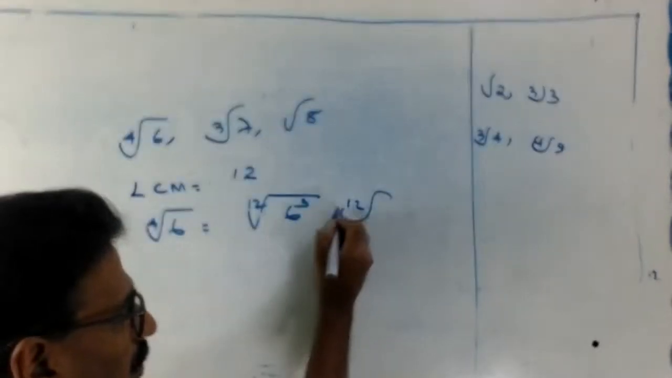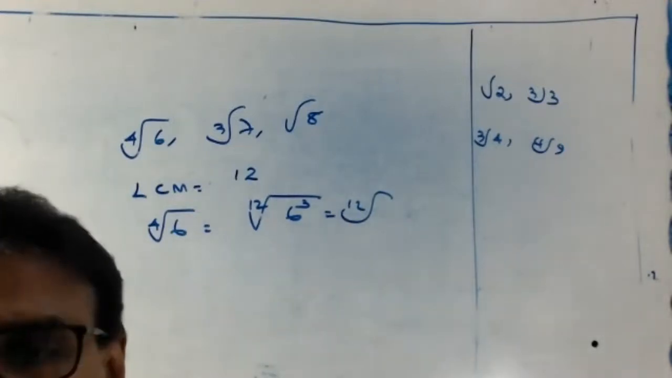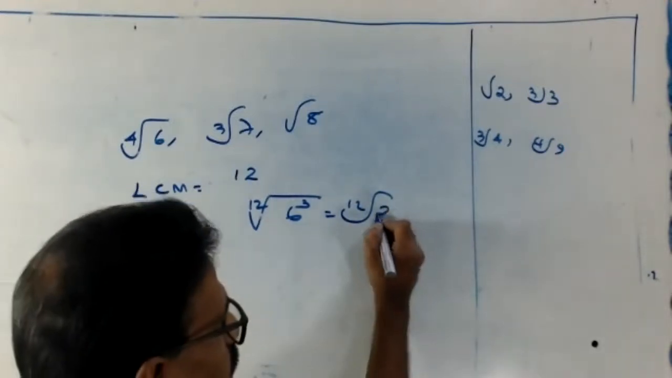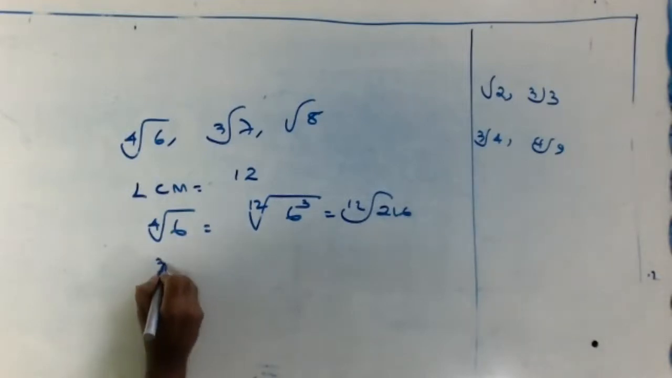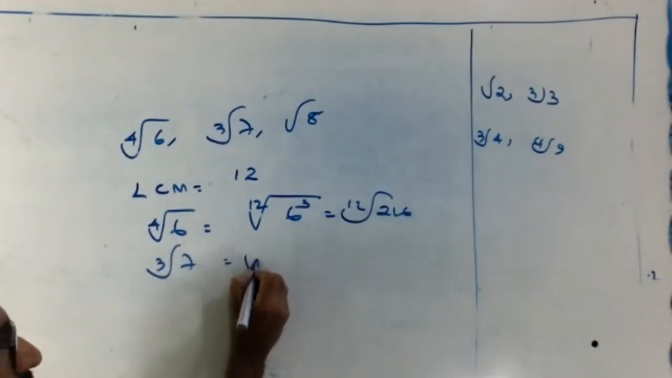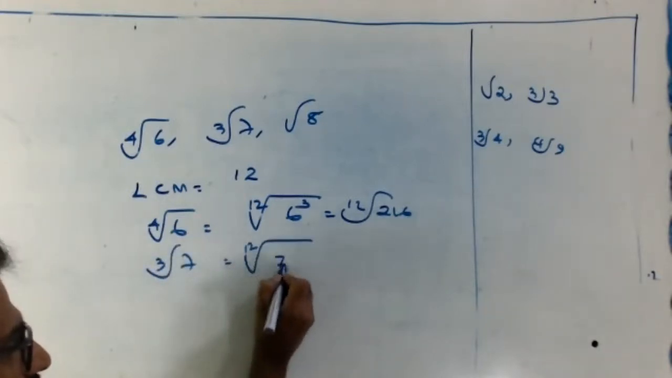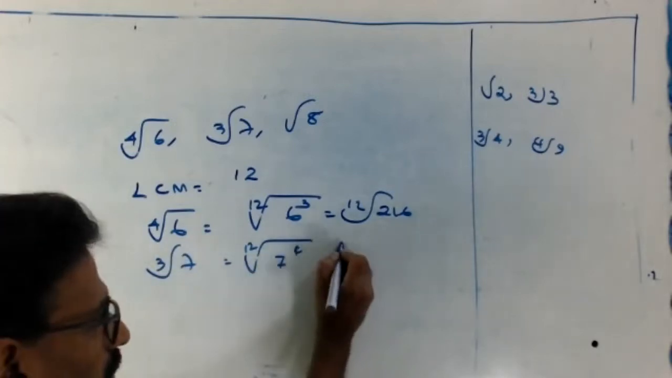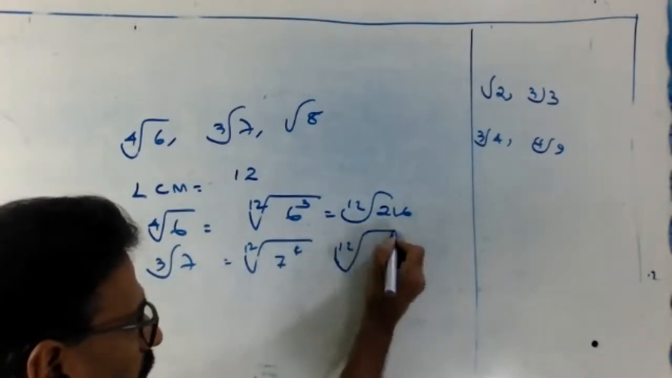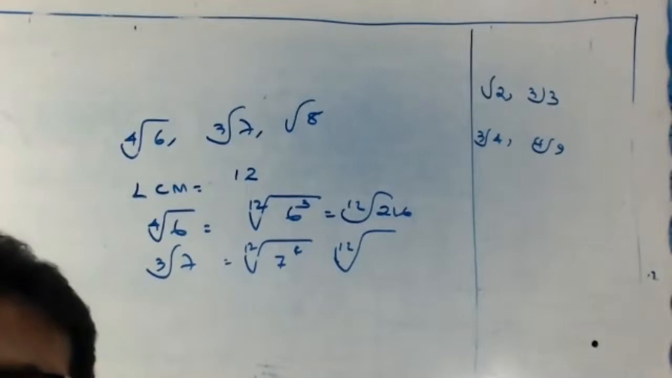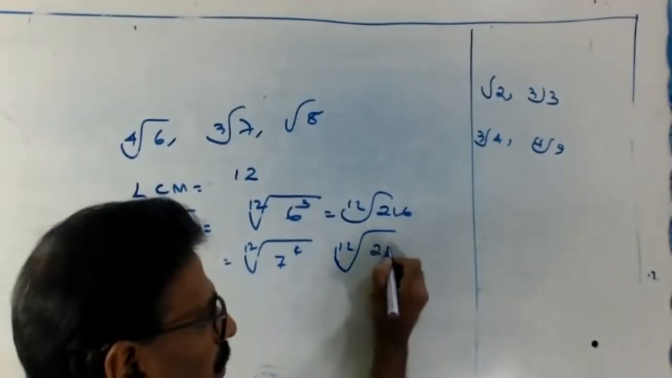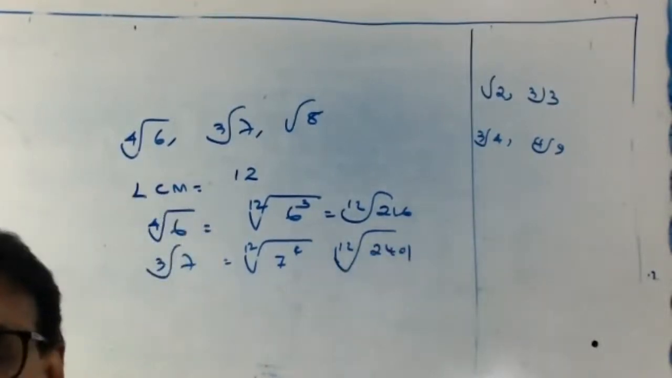So 12th root of how much? 6 into 6 into 6, how much? 216. Okay. Cube root of 7: 12 here, 7 here, 4. 12th root of 7 into 7 into 7. How much is that one? 2401. Are you sure? Now I'm just writing what he said.